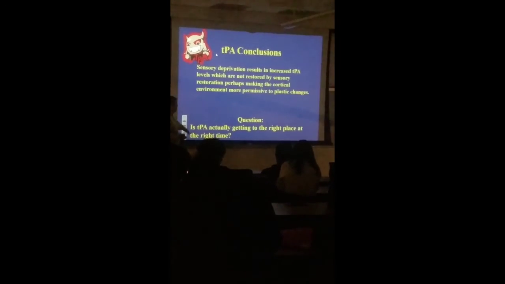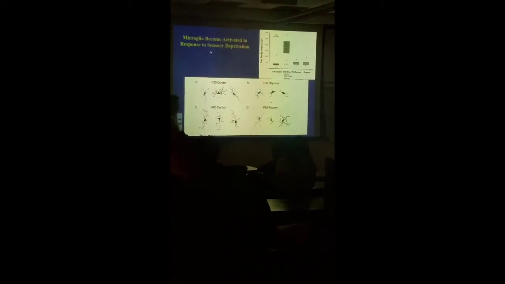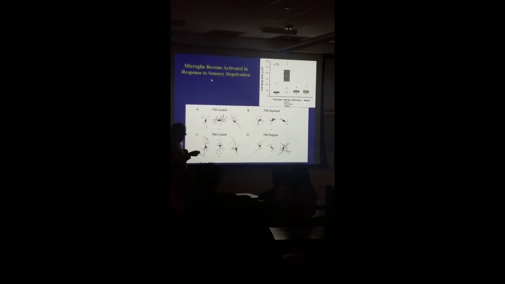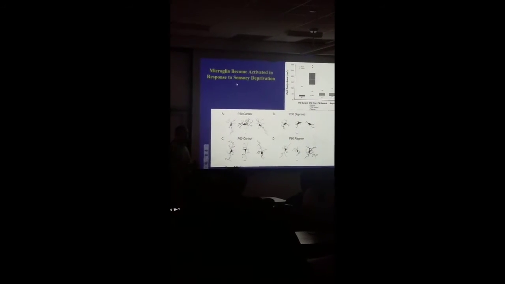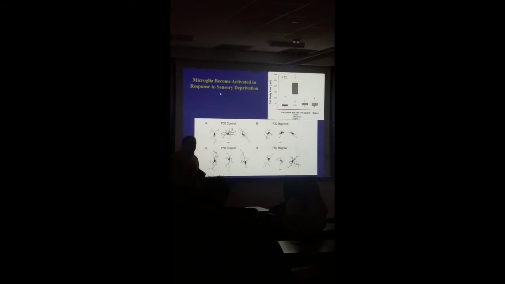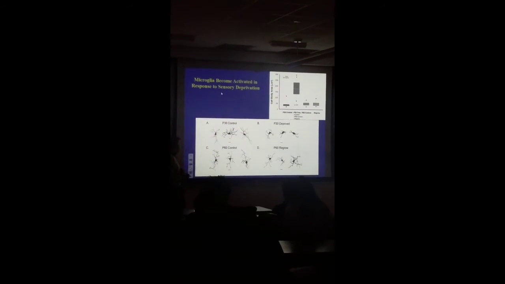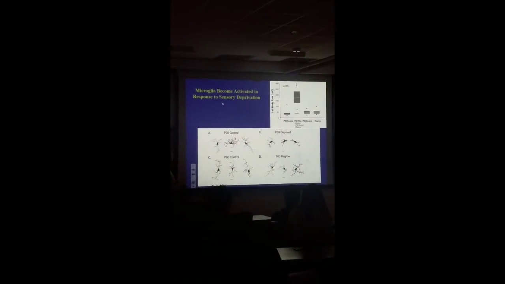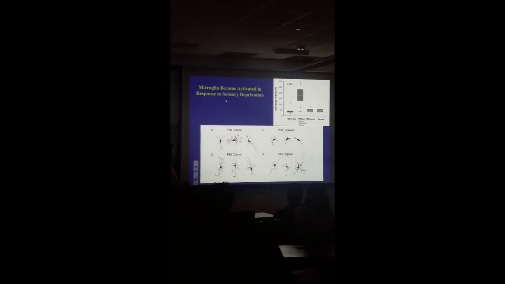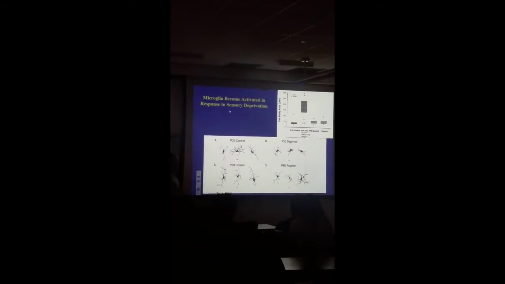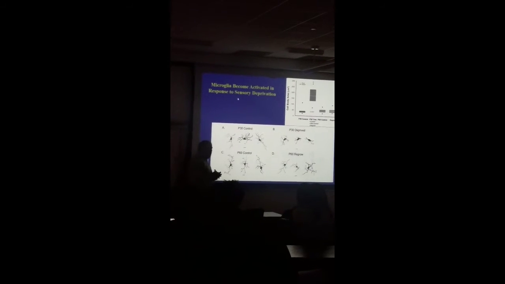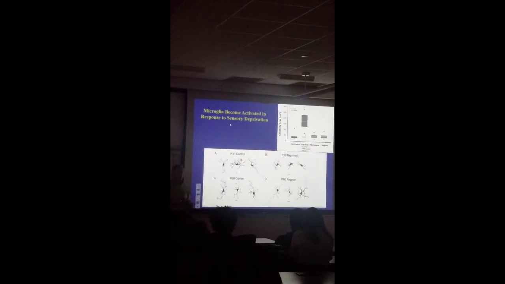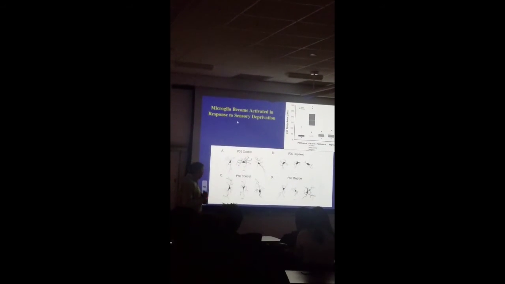So is the TPA actually getting to the right place at the right time? And we don't know yet, but one possible cell type that could get you there are microglia. Microglia you can think of are the immune cells of the brain. What we saw is here's a control microglia and here's deprived microglia. And you can see two things. First of all, their cell bodies enlarge and their processes retract. These are the anatomical hallmarks of activation in response to an infection or some sort of injury to the brain.